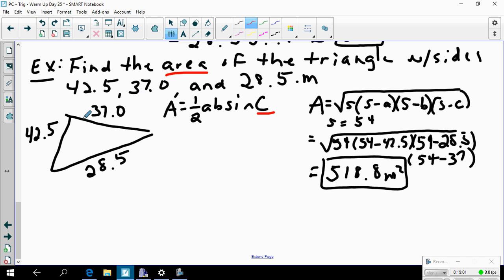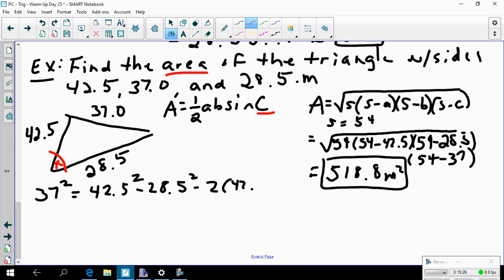So pick your favorite angle, doesn't matter at all. Let's say I decided to find that angle. Then if I'm finding this angle, we'll call that X. Then what side has to go across from the equal sign in the law of cosine formula? Got to be 37. So it would be 37 squared equals 42.5 squared plus 28.5 squared minus 2 times 42.5 times 28.5 cosine of X. So is this one that I can plug in one step, or do I have to be careful and move stuff around? I'm solving for cosine of X, so I got to move stuff around.